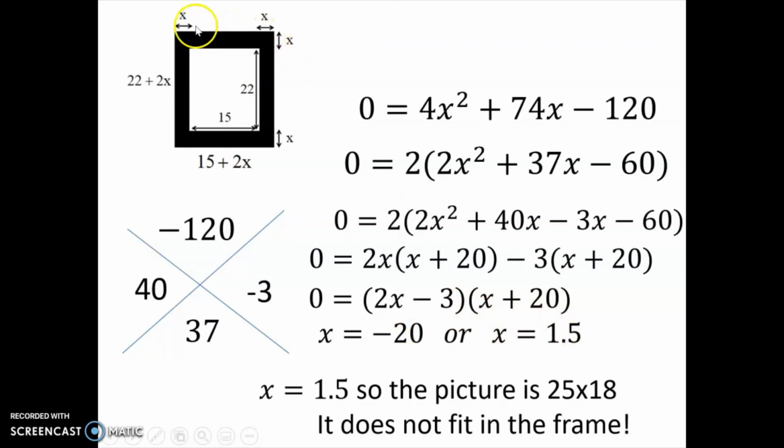So it tells us these values are all 1.5 here. And that means this entire length, 15 plus 2 times 1.5 is 15 plus 3 is 18. This is 18, and this is 25. So our photo is 25 by 18. And the original frame was smaller than that. So the photo's too big to fit in the frame. Good news, you're breaking it up.